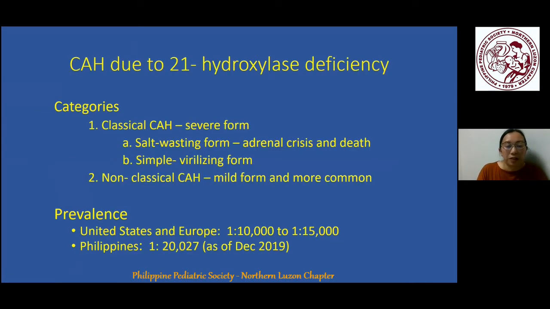CAH due to 21 hydroxylase deficiency has two categories: classical CAH, which is the severe form and is subcategorized into salt wasting, which is the most fatal if not treated, and the simple virilizing form. Another category is non-classical CAH, which is a mild and more common form of CAH due to 21 hydroxylase deficiency. The prevalence of CAH in the United States and Europe is 1 in 10,000 to 1 in 15,000 cases, while in the Philippines, as of December 2019, we have 1 in 20,027 cases.